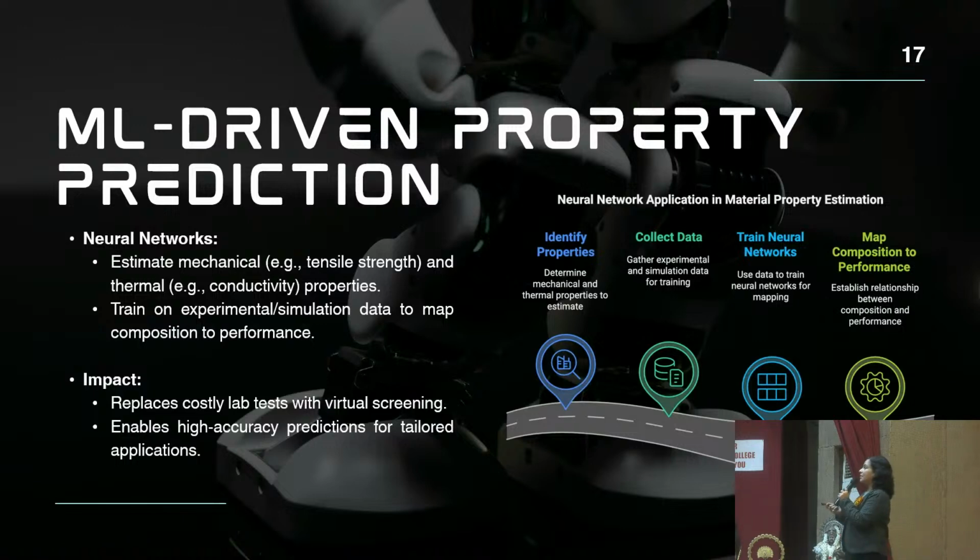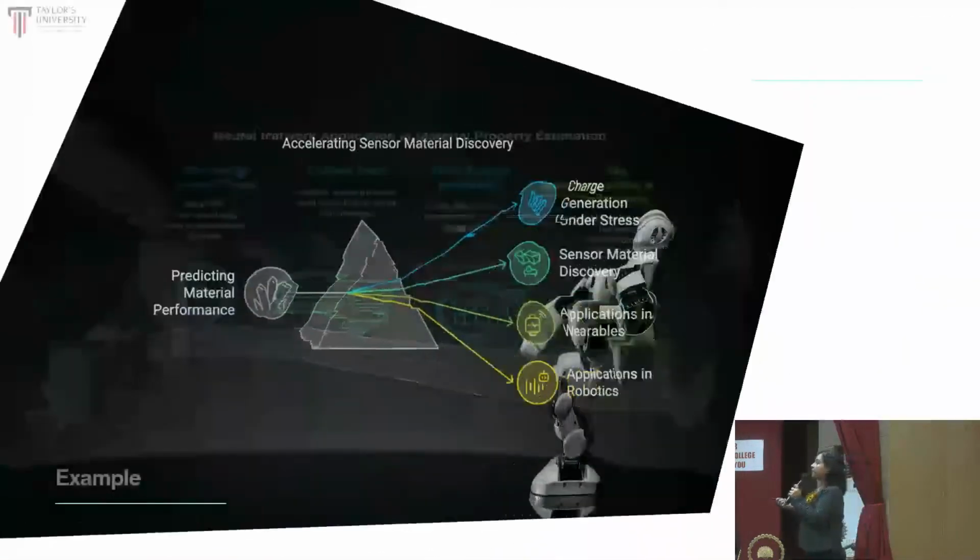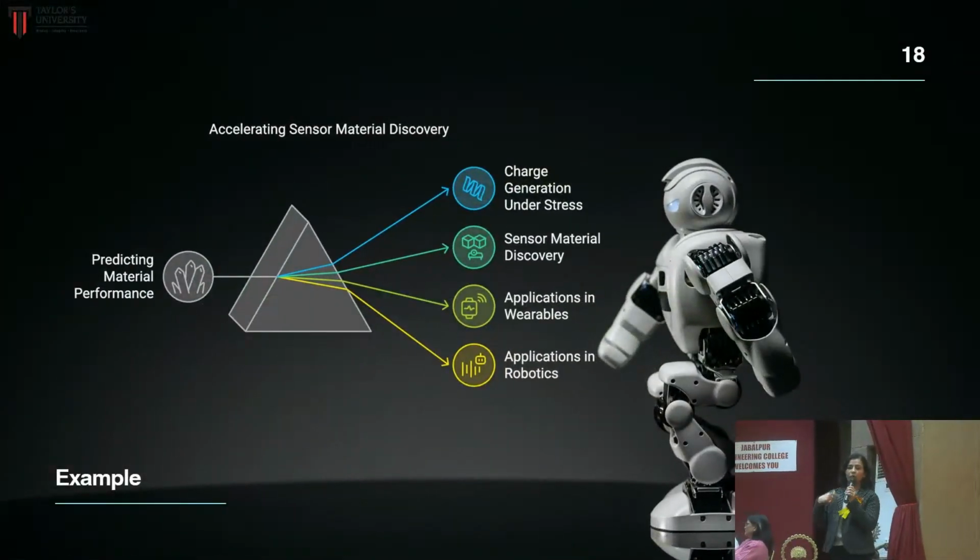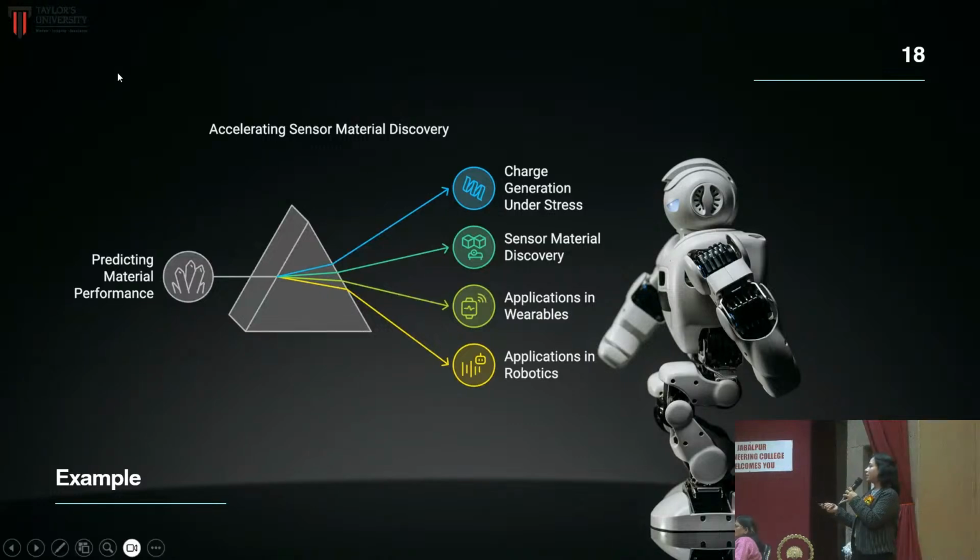Now, accelerating sensor material discovery, that is predicting material performance. If we want to predict the performance of a particular material, in that case also, we look at charge generation under the stress. That is, again, the data collection is done and we perform the testing in the appropriate manner. Then sensor material discovery can be done through this. Then application in wearables and also application in robotics. So this has a widespread application in various domains.